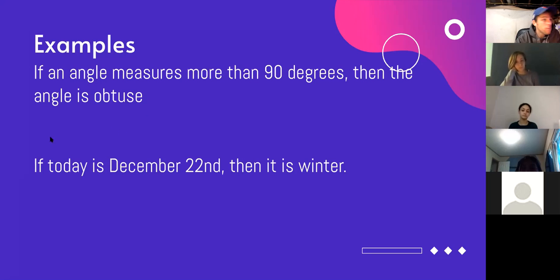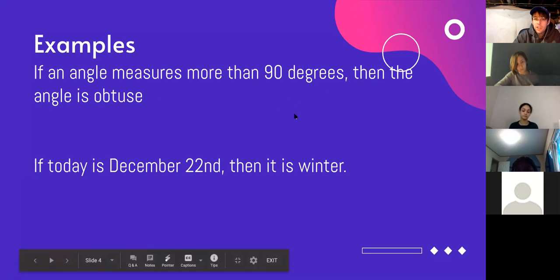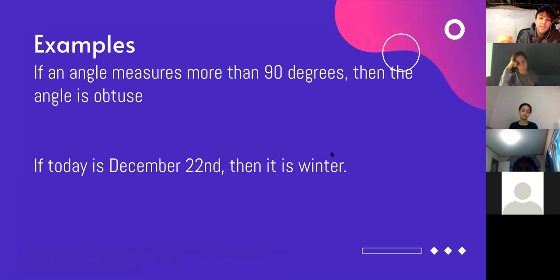Okay, that seems reasonable. If today is December 22nd, then it is winter. Again, what I really want you to notice with these particular conditional statements is, while one of them is really technical and mathy, the other one is a little something that's maybe easier to understand. They're both, each part of them, the if part and the then part, is very easy to determine whether they are true or false, right?